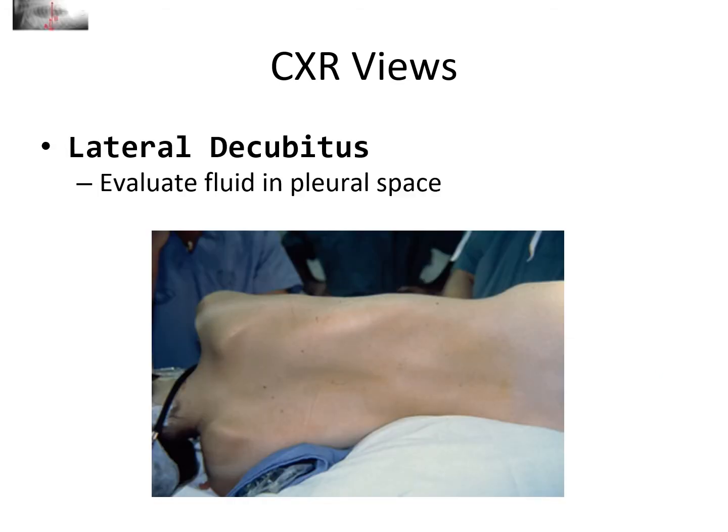So a lateral decubitus film. This is primarily used to evaluate for a pleural effusion. Your pleural fluid is going to be gravity dependent. So if you suspected a pleural effusion on your left lung, you're going to lay the patient on their left side, as in this picture.